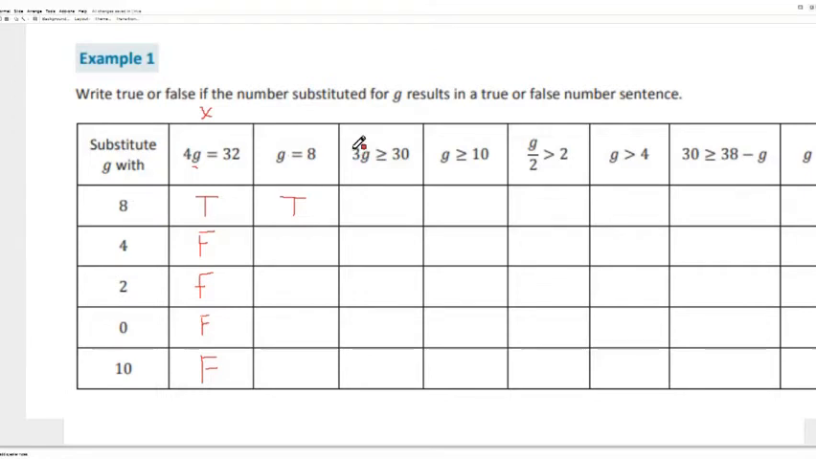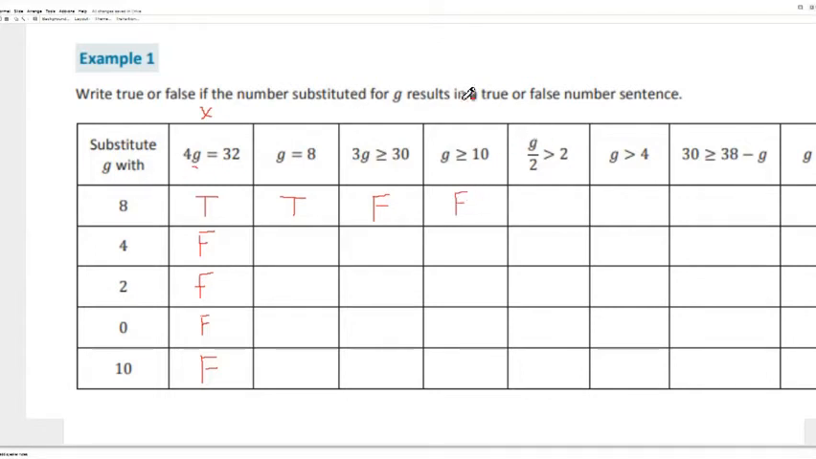For the next one, remember, g times 3, or 3 times g, is greater than or equal to 32. So if I plug in 8 for g, 8 times 3 is 24. Is 24 greater than or equal to 32? And the answer is no, so that would be a false statement. If I keep going, if I plug in 8 for g, is 8 greater than or equal to 10? Nope, that's a false statement.